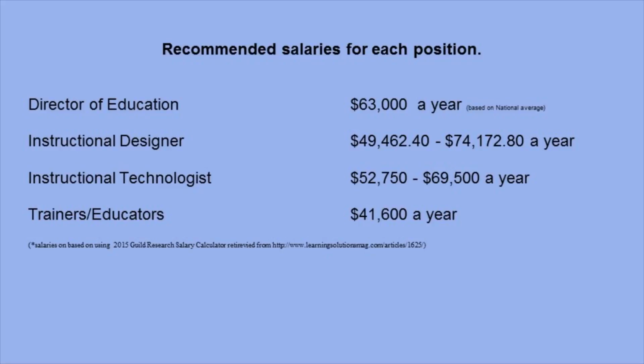Our recommended salaries for each of our positions are as follows. The Director of Education can earn up to $63,000 a year on a national average. The Instructional Designer position can earn $49,000 to $74,000 a year on national average. Instructional Technologists can earn $52,000 to $69,000 per year on a national average. Trainers and educators can earn $41,600 a year on a national average.